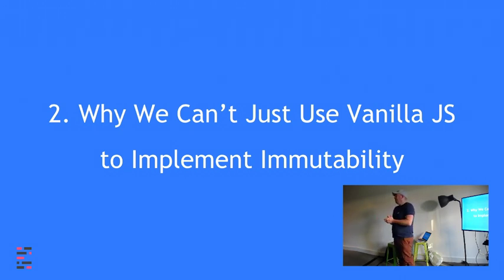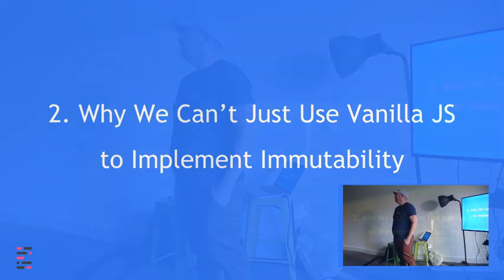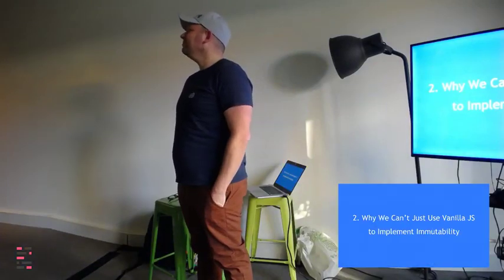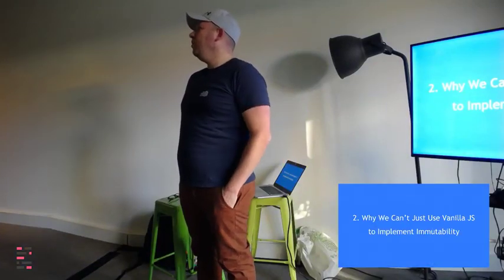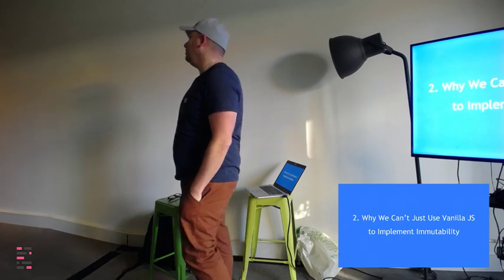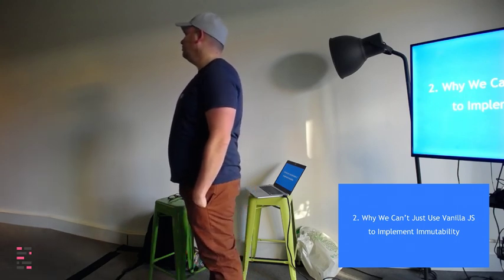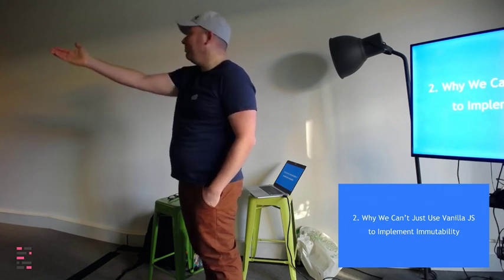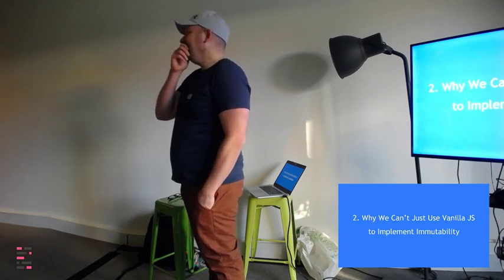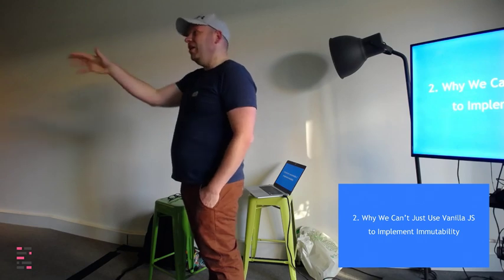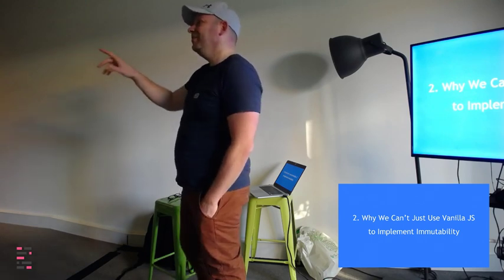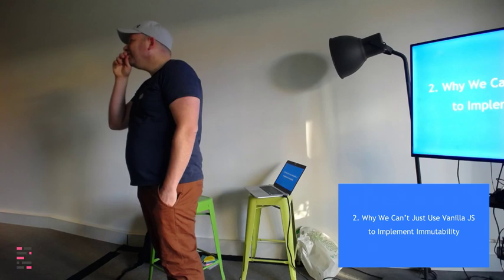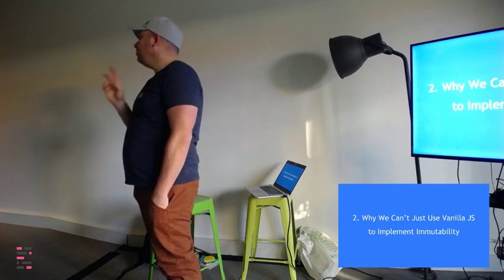All right, so why can't we just use vanilla JavaScript to implement immutability? Would anyone like to stick up their hand and give it a shot? Because it's not part of the spec yet. What about const? Still not actually immutable. Why is it not immutable? Because it's mutable. That's not completely correct. If you const an object, can't you just mutate that object? Yes and no.